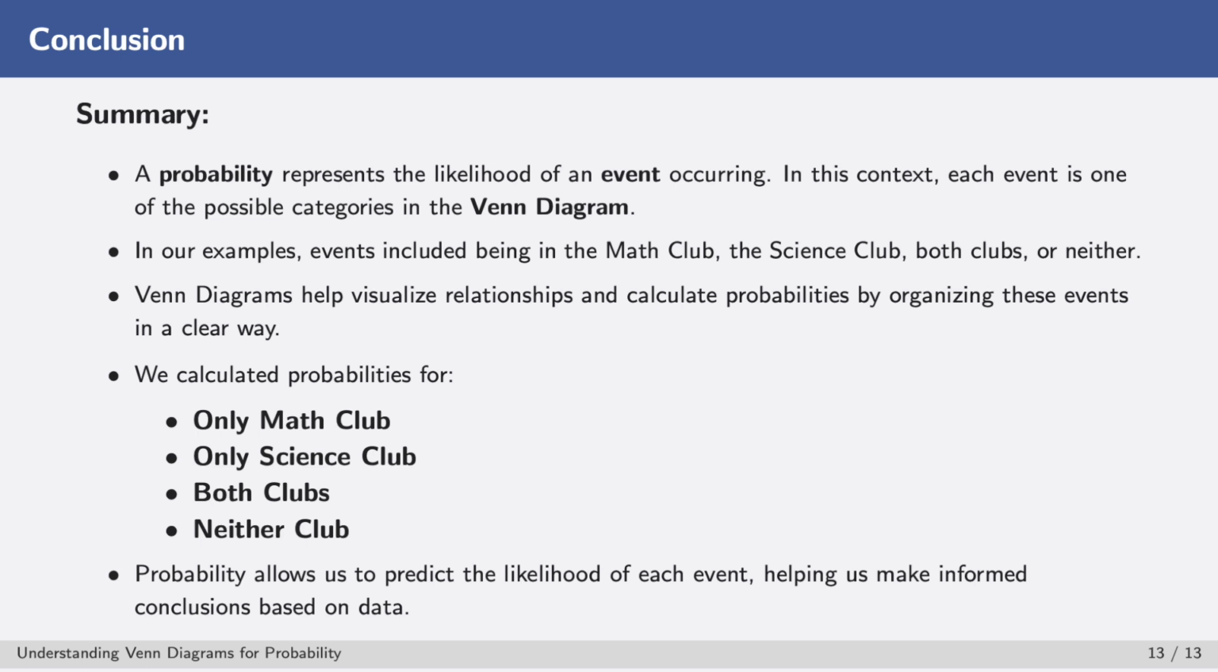In conclusion, today we learned that probability represents the likelihood of an event occurring. We saw that each event was specific, being in the math club, the science club, both clubs, or neither. The Venn diagram helped us visualize these relationships and calculate probabilities for each one. We went through probabilities for students in only the math club, only the science club, both clubs, and neither club. So, remember, probability is a powerful tool for making predictions and informed conclusions based on data.